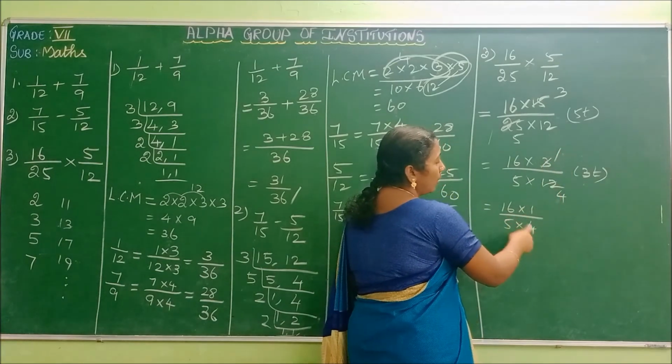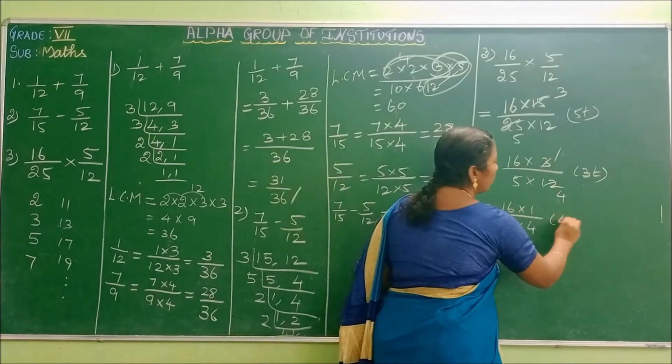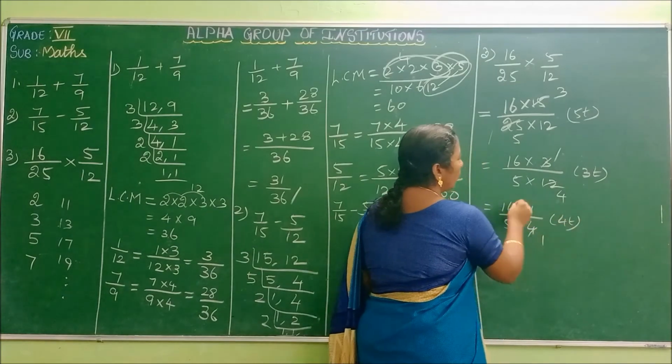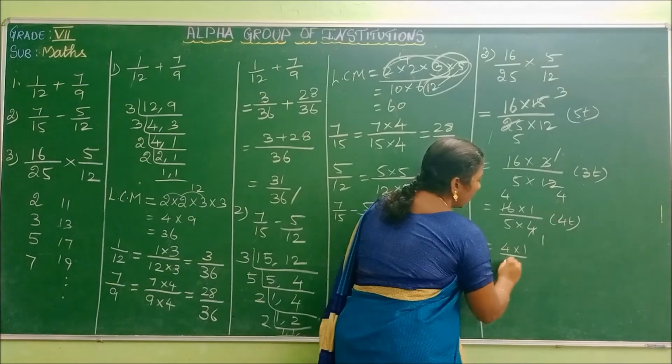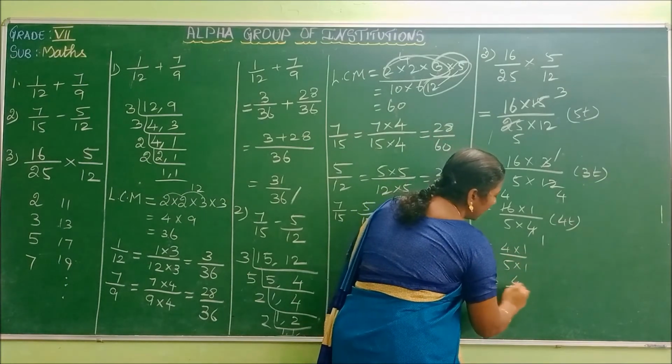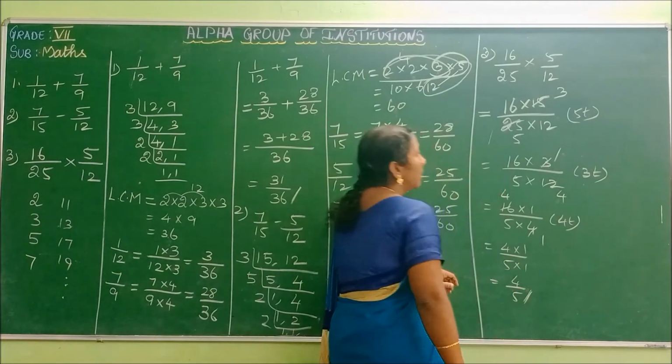See here, here we have 4, here we have 16. So we can use the 4 table to cancel it. 1 4 is 4, 4 4s are 16. So 4 into 1 by 5 into 1. So your answer is 4 by 5.